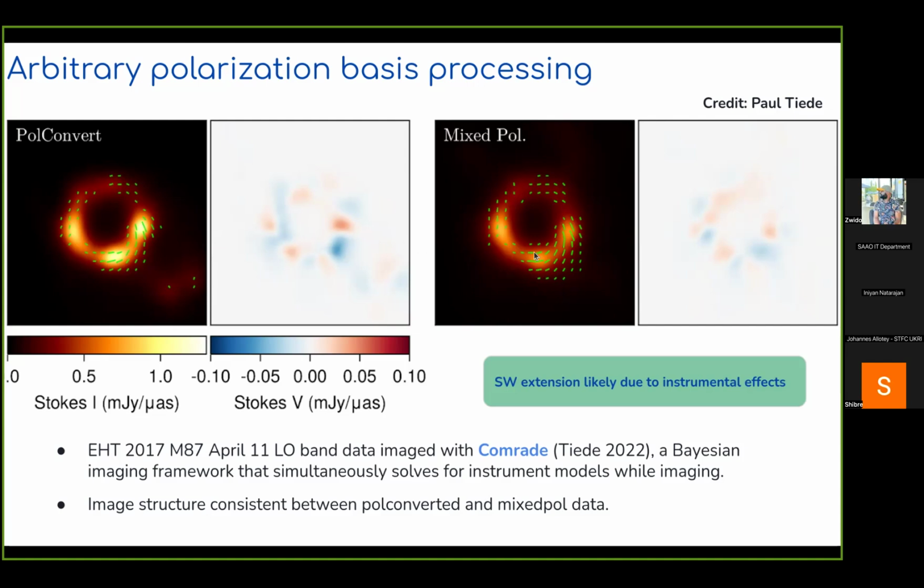And on the right, you see the image that we obtained using this calibration pipeline and Comrade to image the M87 data. Qualitatively, you can see that the ring structures are remarkably consistent with each other. There is a small southwest extension, which disappears when you solve in mixed pol basis. So this is due to instrumental effects. These are the kind of effects that you can uncover when you operate on the data without having additional software packages trying to change the polarization basis in between.